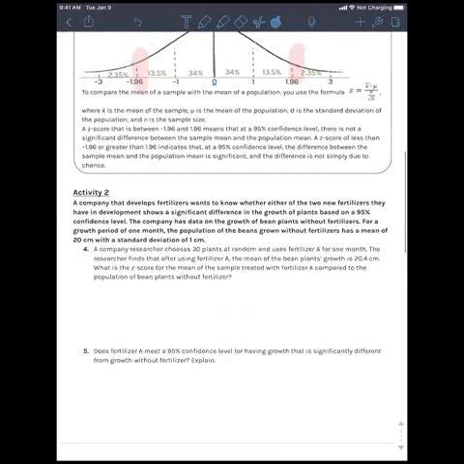Moving on. So now we have a company that develops fertilizers wants to know whether either of the 2 fertilizers they have in development shows a significant difference in the growth of plants based on 95% confidence level. So the 95% confidence level was what we went over when we talked about our margin of error. So they give us our mean and our standard deviation. So we'll go ahead and highlight those. So our mean is 20 and our standard deviation is 1. So far, so good with that part?